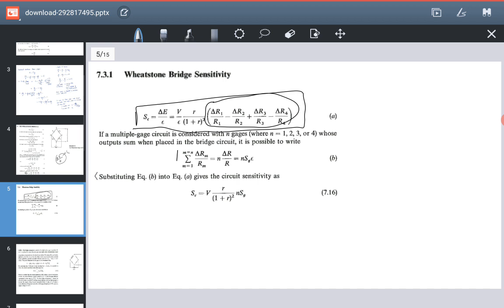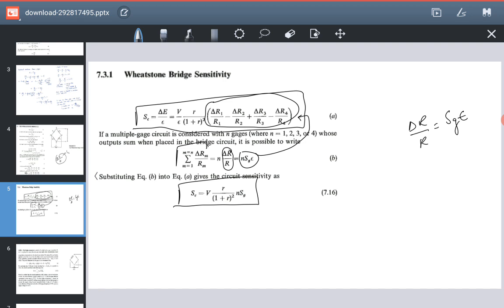The general form can be written with delta Rm upon Rm, and that is delta R upon R, which is actually the gauge factor. So delta R upon R is the gauge factor multiplied by epsilon. So simply replace it with N times Sg times epsilon, substitute this in place of this, and you will end up with this. This is the final equation of the Wheatstone bridge sensitivity.